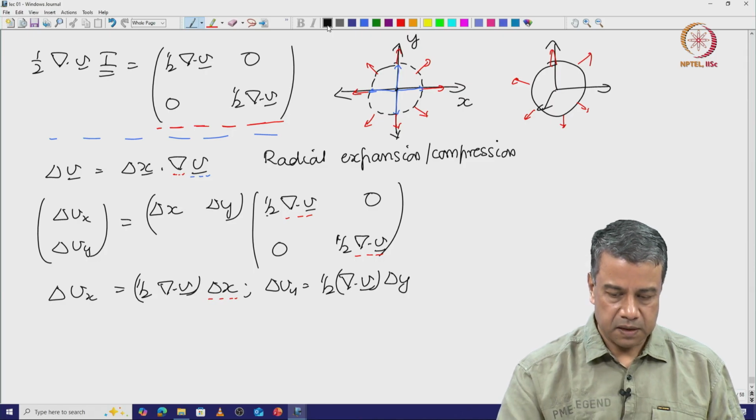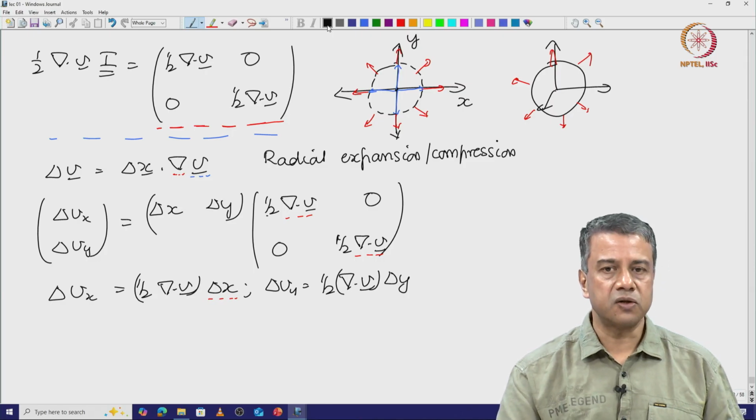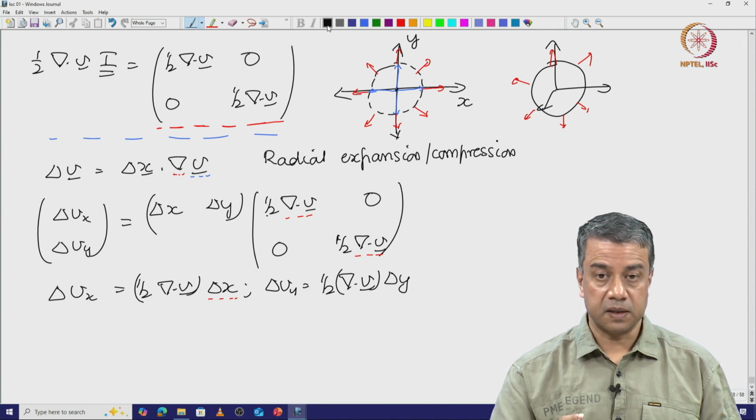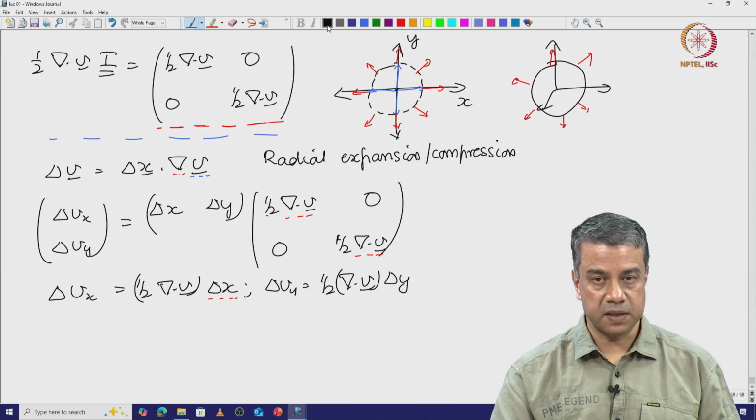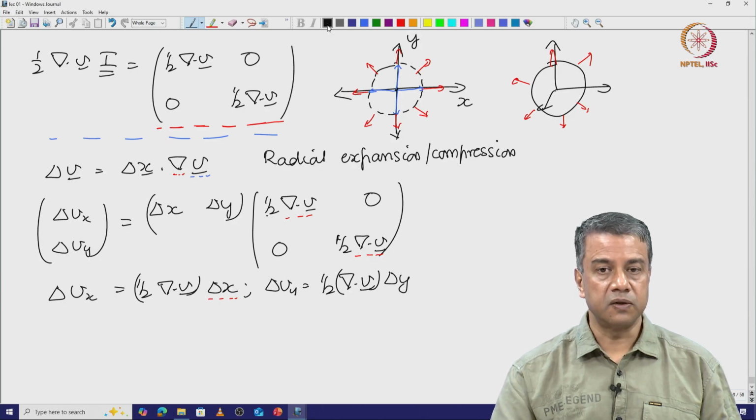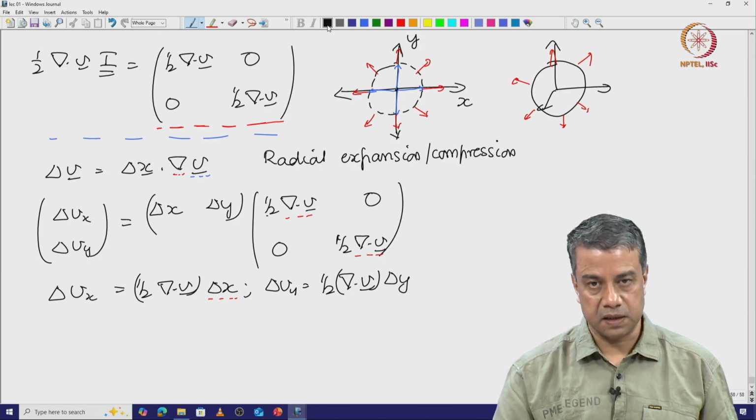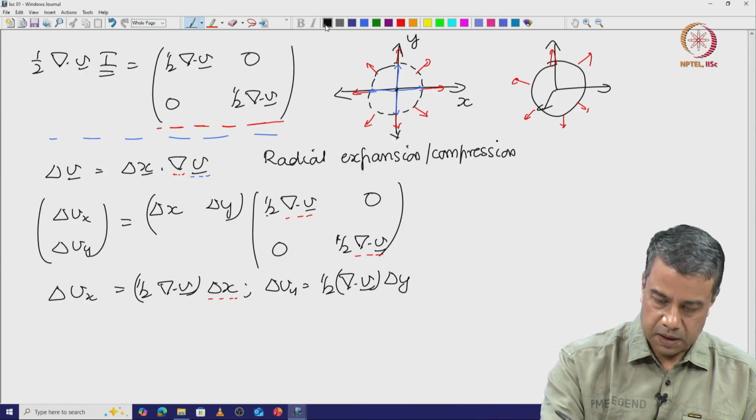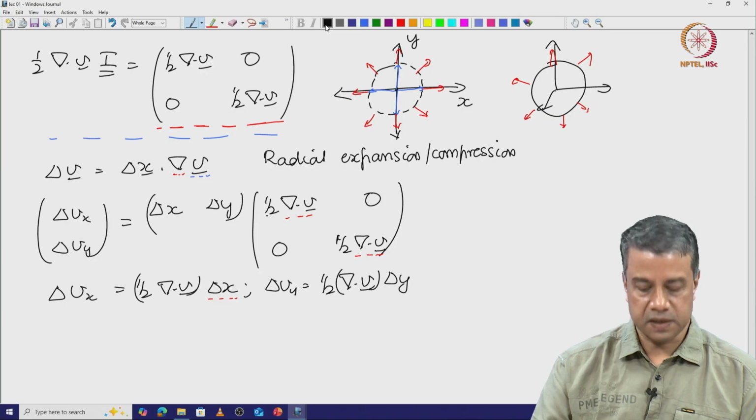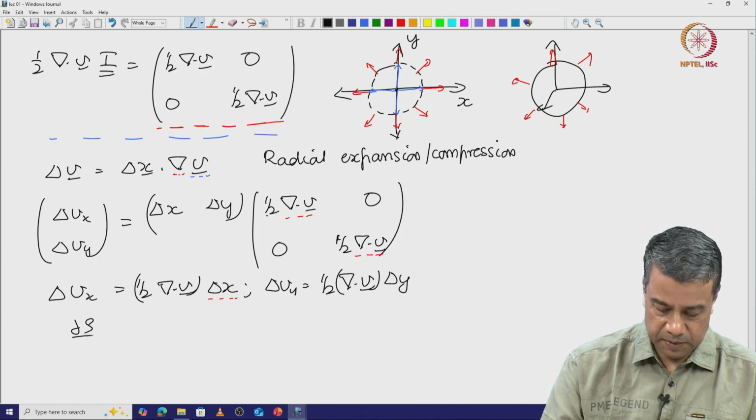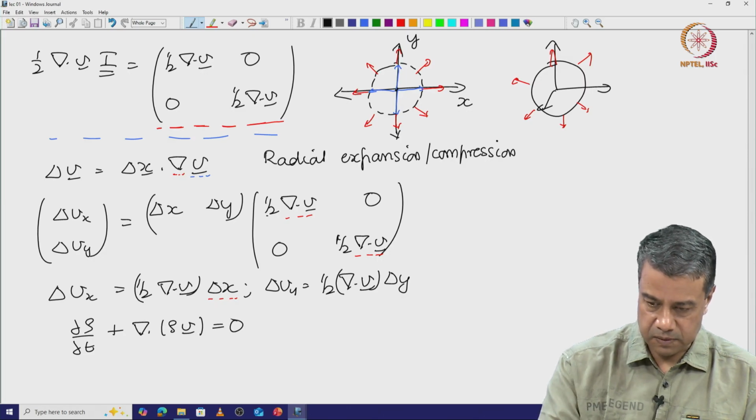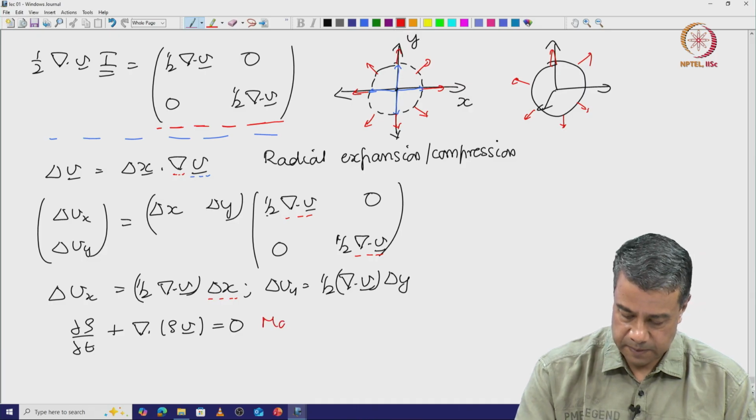And there can be isotropic expansion or compression, that is change in volume. Note that total mass has to be conserved. So, there can be change in volume only if there is a change in density. Recall, we had written the mass conservation equation as partial rho by partial t plus divergence of rho times the velocity is equal to 0. This was the mass conservation.